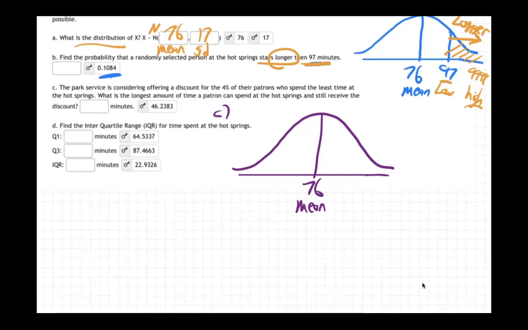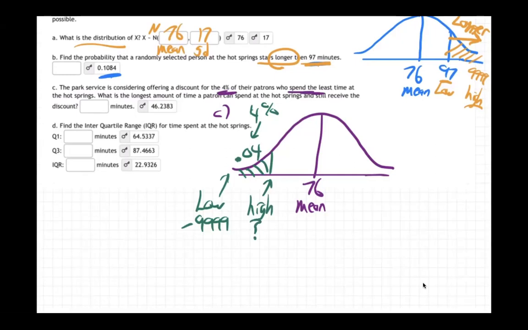Okay. Now, they said 4% who spend the least. Well, that's going to mean the bottom 0.04, right? Watch out there. 4%, change it to a decimal. It's always 2 places back. It's 0.04, not 0.4. Okay, this side is the low, which goes left forever. So that must be negative 9999. This side is the high, which we don't know.